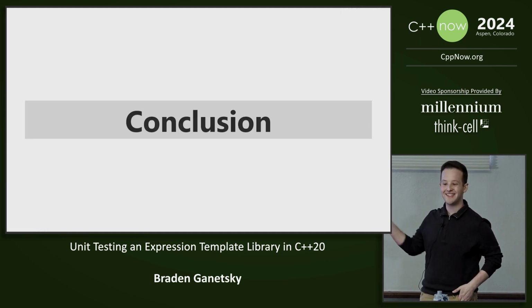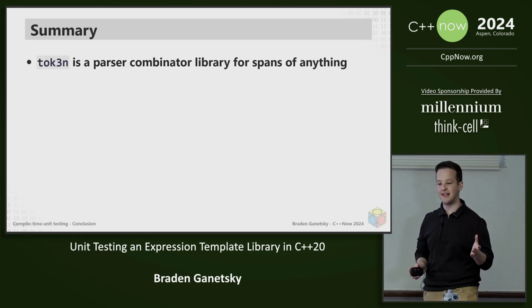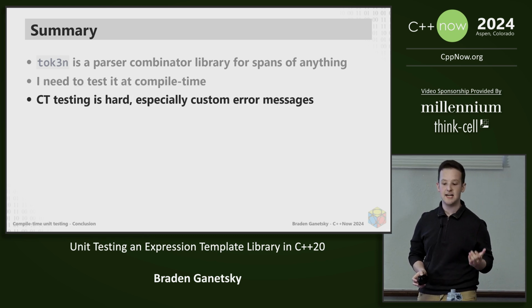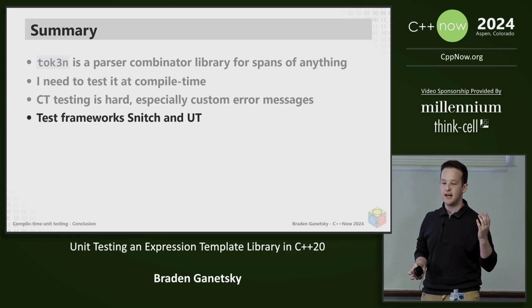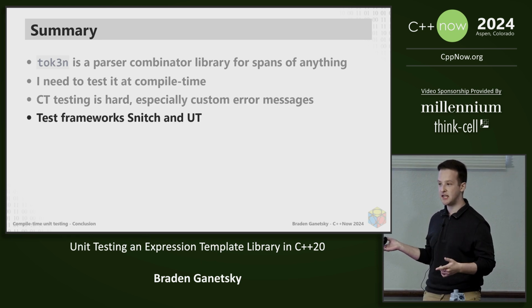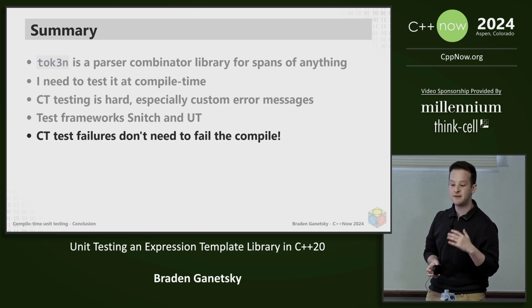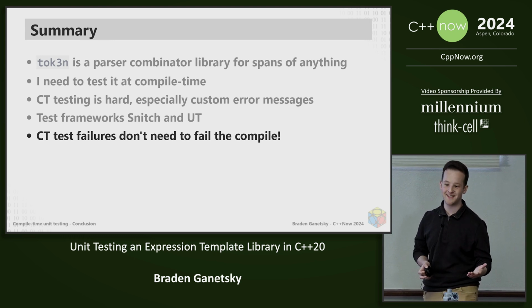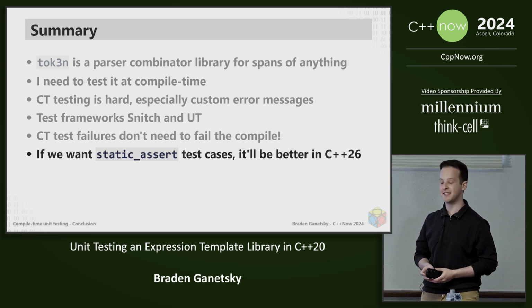So anyway, in conclusion, token is a parser combinator library that parses spans of anything. I need to test it at compile time, but compile time testing is very hard, especially having the custom error messages, as you've seen. I've made a whole talk out of it. There are some test frameworks like Snitch and UT that do something very interesting, where compile time test failures don't actually fail to compile. That really blew my mind. I didn't realize that at first, so I've been going with the static asserts. But if you do want static assert test cases, it will be a lot better in C++26.